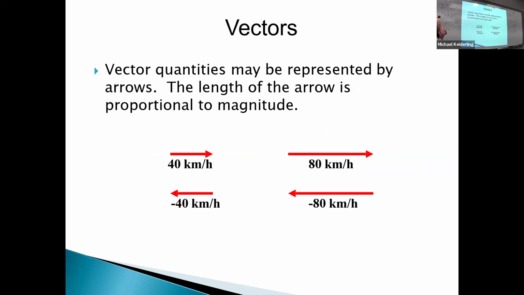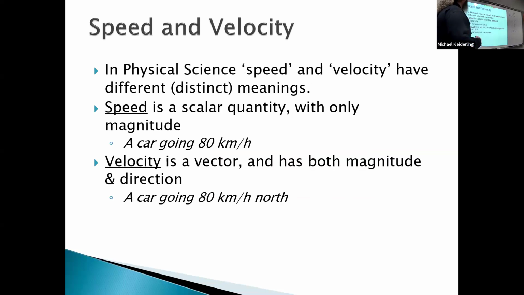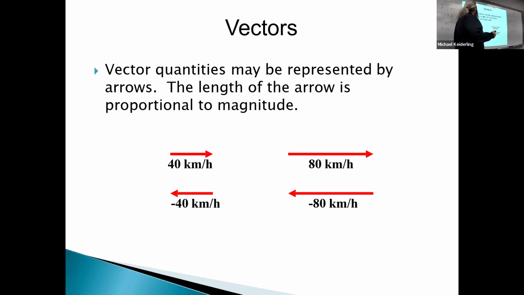We have some time left, so I'm going to keep going. Some review: speed and velocity. Speed is a scalar quantity with only a magnitude. Velocity is a vector. It has a magnitude and a direction. Vectors can be represented by arrows.